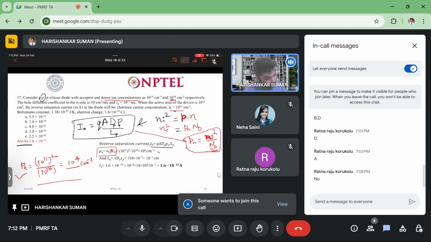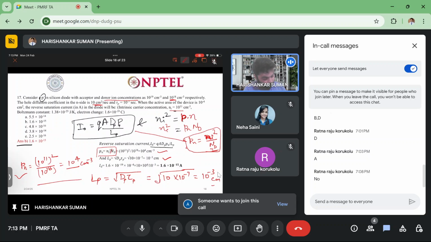Okay, so this is the step. Now you can also find out the diffusion length with respect to holes. These are also given: the diffusion coefficient is 10, and also the lifetime, this will be this step. And now you can find out the saturation current.